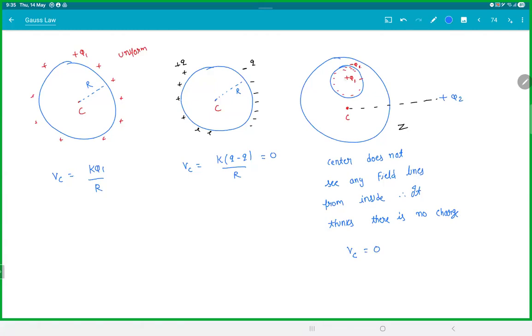You cannot find it due to Q1 directly because I don't know the distance. You cannot find it due to the inner surface directly because the charge is non-uniform, but together they will be 0. Is this making sense, everyone? That's a very important thing. We keep using it multiple times. So, and then what about this point charge? This point charge will say, okay, VC will be kQ2 by Z. Perfect. So what is the potential at the center? Add all of them. So potential at the center is kQ1 by R plus kQ2 by Z. That's your answer.